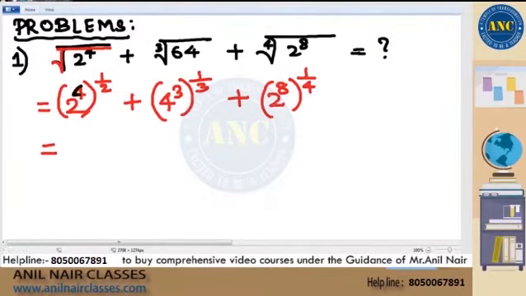So in the power of the first term, 4 into 1 by 2 is 2. 4 power 3 into 1 by 3 is 1. And 8 into 1 by 4 is 2. Right? So it is 2 square plus 4 power 1 plus 2 square. Answer for the first question is 12. Easy question to start with. Very easy question. I hope the idea should be very clear for the first question.